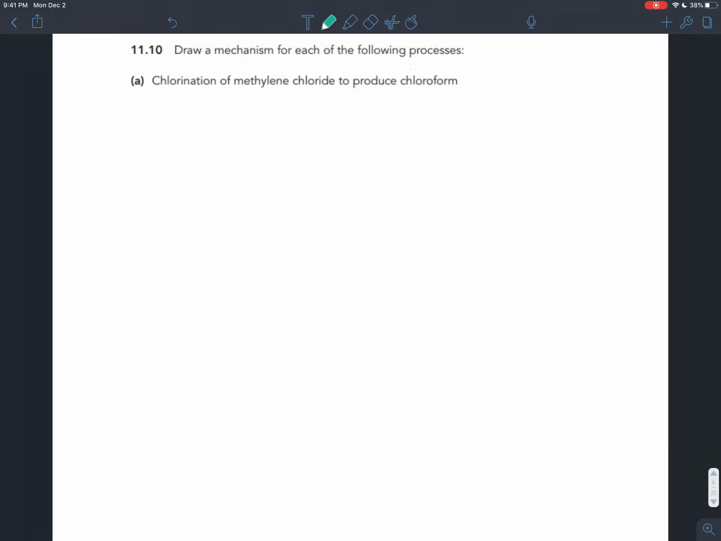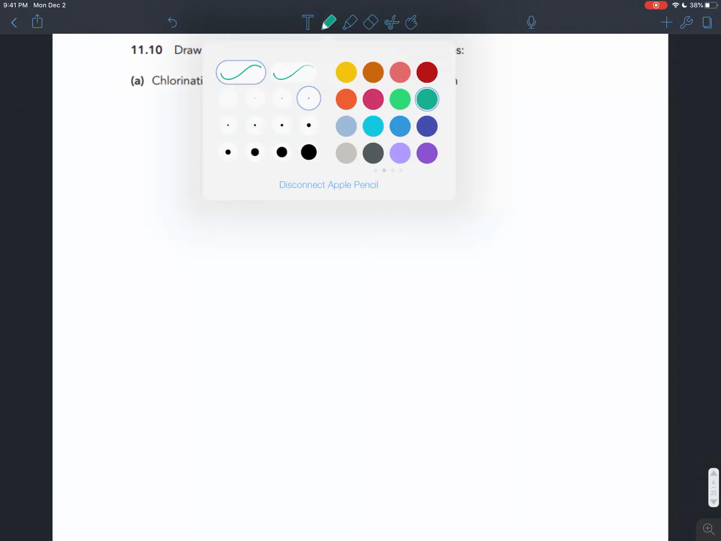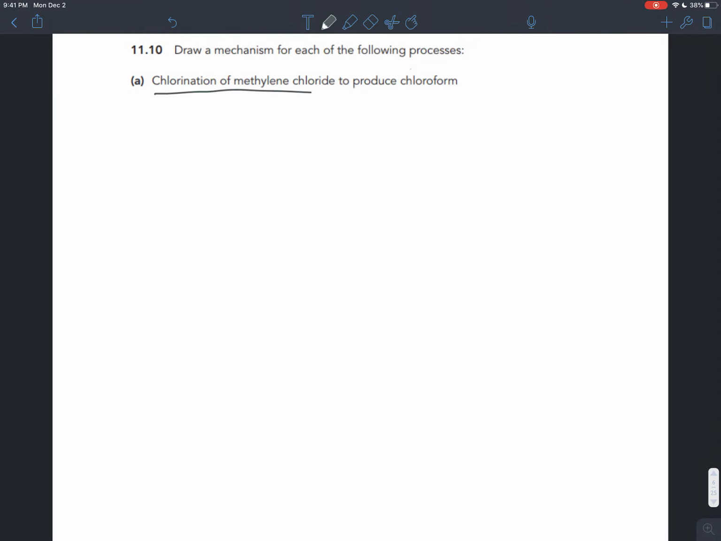Exercise 11.10 is asking you to draw the mechanism for a few radical halogenations. So these are going to be radical mechanisms. I'll draw what they're asking for in this first one. I'll draw the molecules so that you can see the overall change that's happening, and then we'll talk about how these mechanisms work step by step, and we'll draw them out.